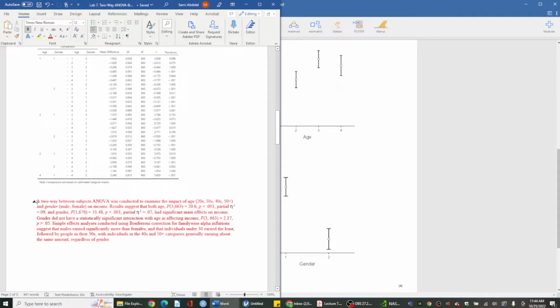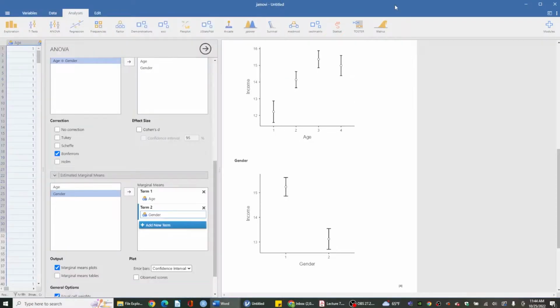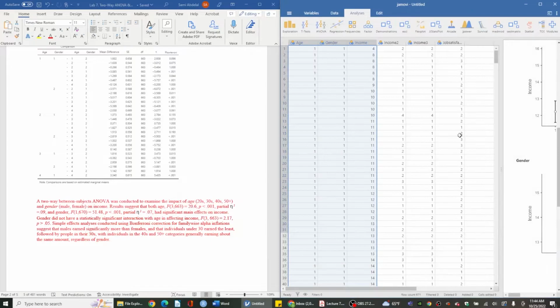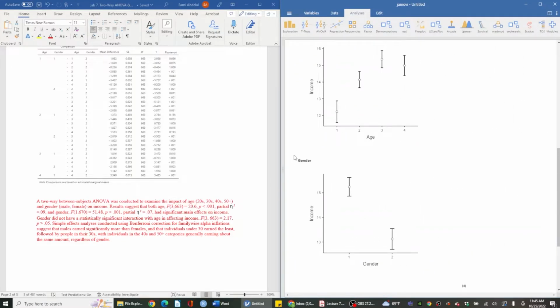So this is the test that we ran, the two-way between subjects ANOVA, and then we looked at the impact of age, and then you have to give all of the different levels of the age so that the reader knows what you're talking about. And then the gender as well is our second independent variable, and then we have both levels. And then we used income as our dependent variable. So results suggest that both age, I'll have this side by side so you guys can see what I'm talking about.